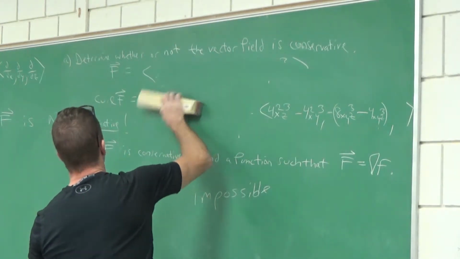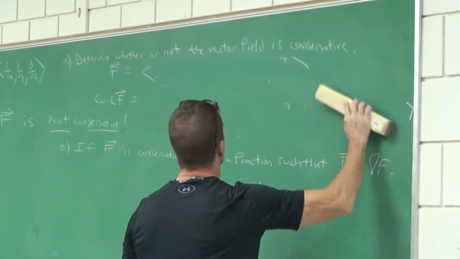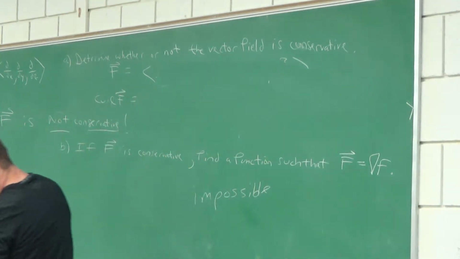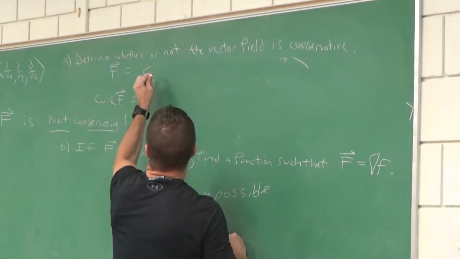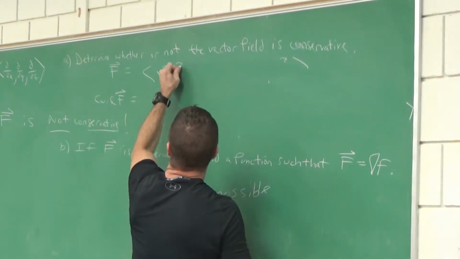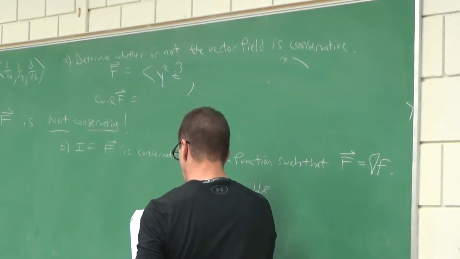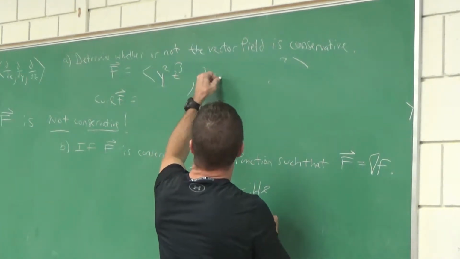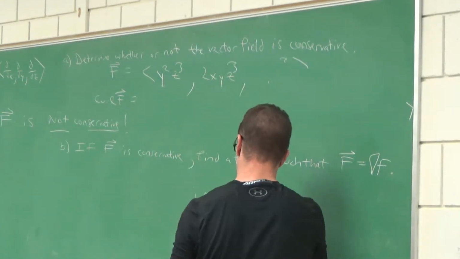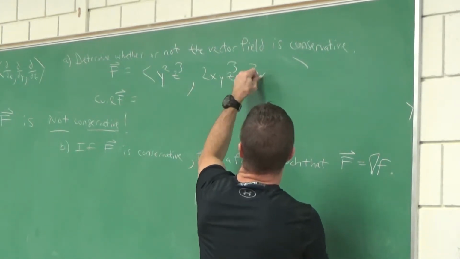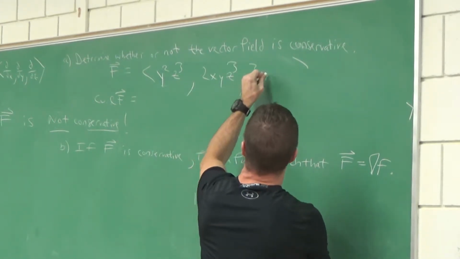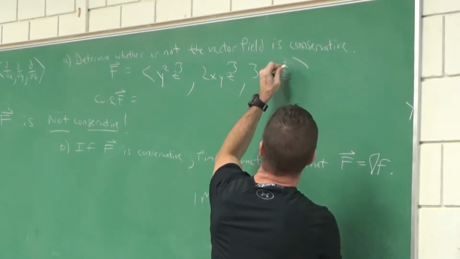Well, we know we're going to do the curl. I can leave that up here. This is number 16: y squared z cubed, comma, 2x y z cubed, and 3x y squared z squared.